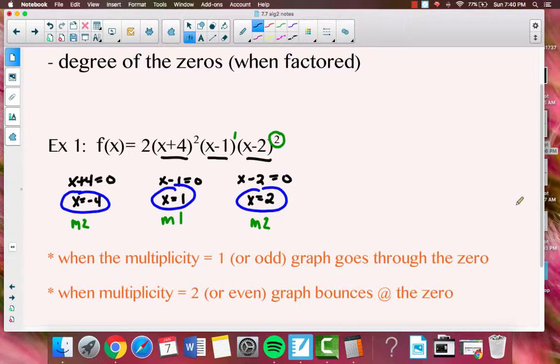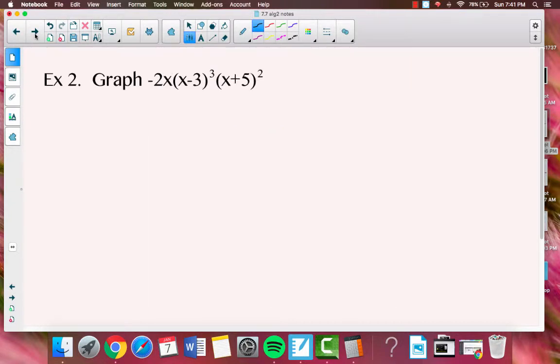All right, so either you have 2 options, going through your 0 or bouncing at the 0. So let's just jump into an example and then we will go from there. So the first example here, it says graph the equation negative 2x times (x minus 3) cubed times (x plus 5) squared. So remember, the first thing we want to look for is our end behavior.